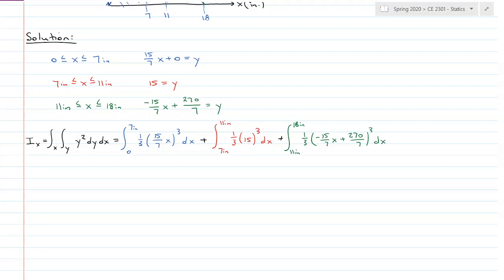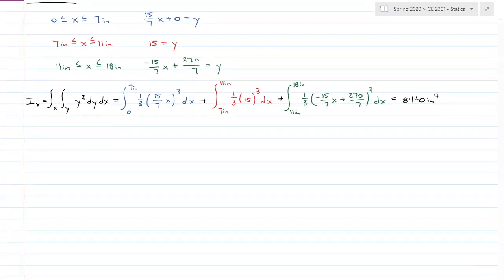And this gives us a lovely answer of 8,440 inches to the 4th. Wolfram Alpha can be your friend, right?